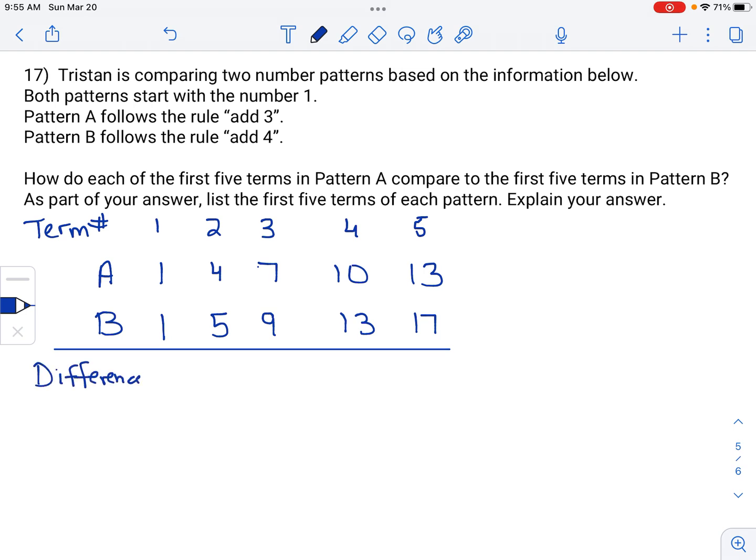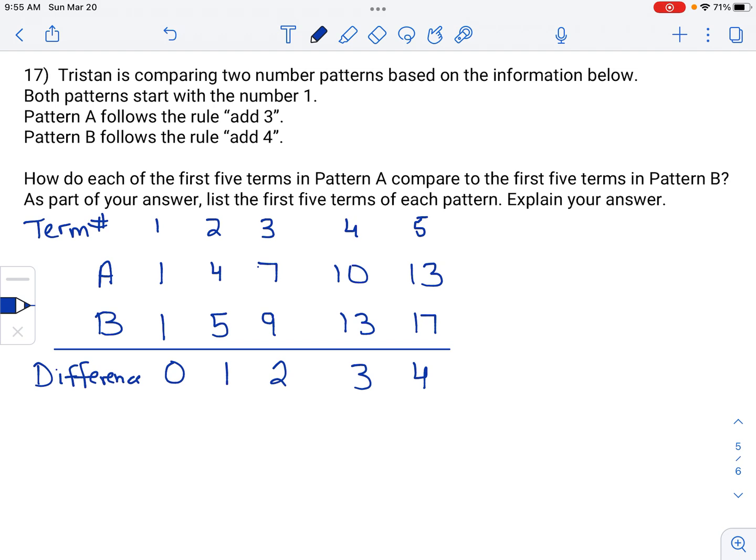Let's take a look, right? The difference right now for the first term is 0. Then the difference for the second term is 1. 5 minus 4 is 1. Then 9 minus 7 is 2. 13 minus 10 is 3. 17 minus 13 is 4. So the difference between our patterns increases by 1 as we get to the next term number.